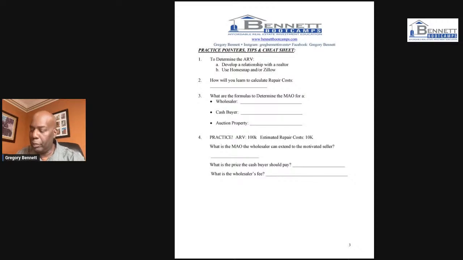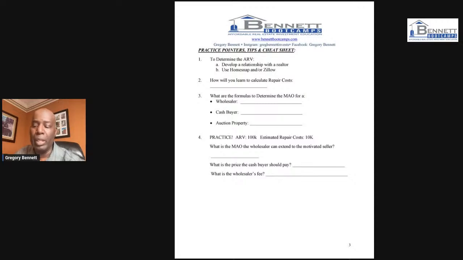The wholesaler should put this property under contract for $180,000. They're going to take 65% of the $400,000 minus the $80,000 in repair costs, and they're going to get $180,000.